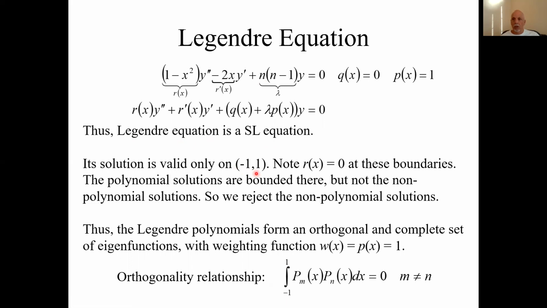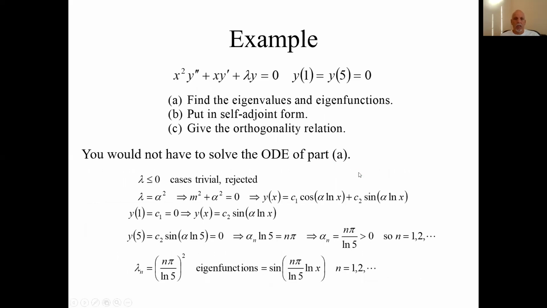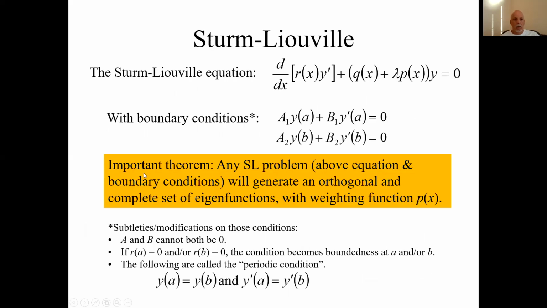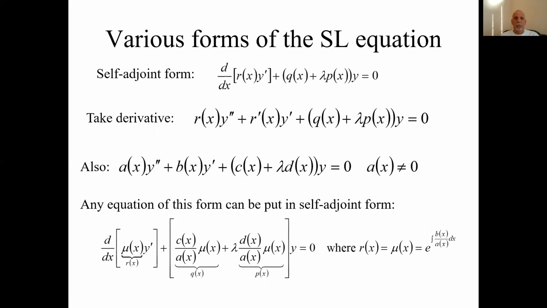The solution is valid only on this interval, remember? And look at what R is at the endpoints. At plus and minus 1, R is 0. So that's this little exception right here. In this case, R at both boundaries is 0. So instead of these conditions, the boundary conditions become that the solution must be bounded at the two endpoints of the interval, at a and b.